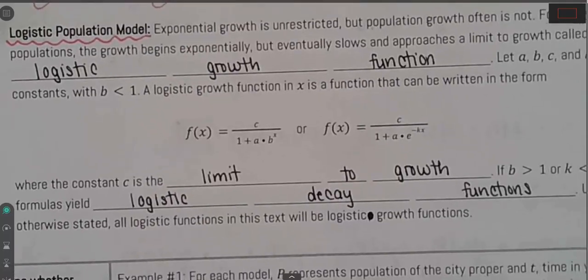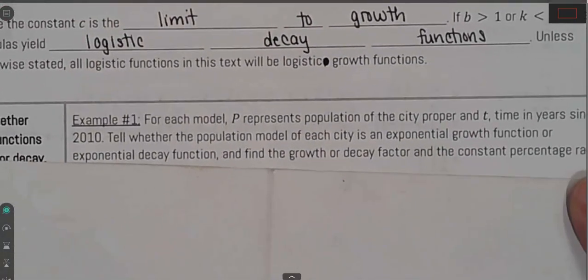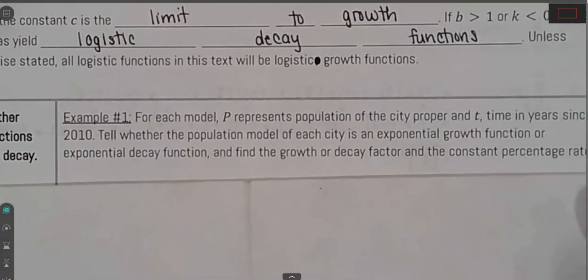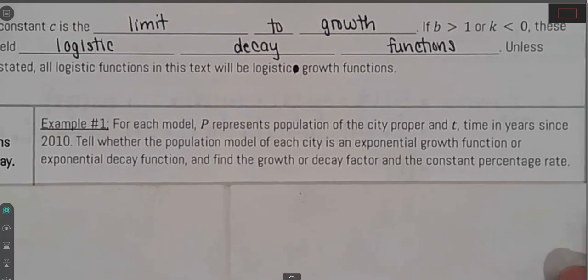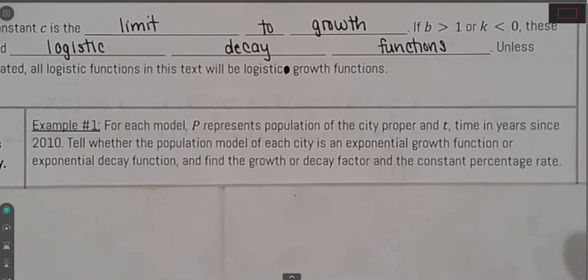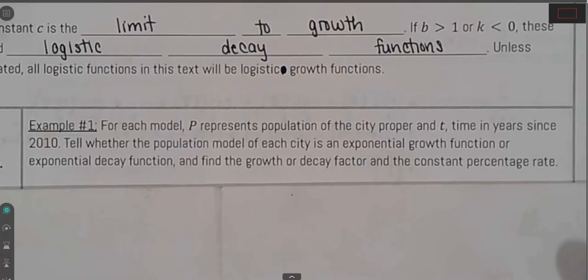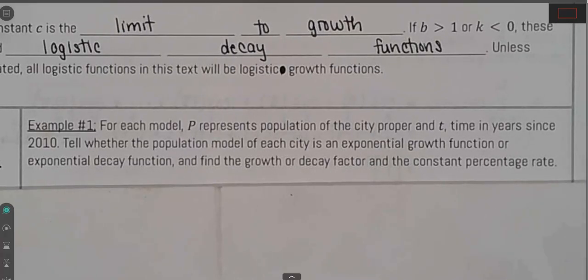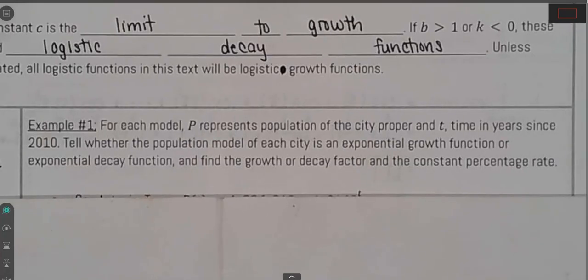All right, example number 1. For each model, P represents population of the city proper and T, time in years since 2010. Tell whether the population model of each city is an exponential growth or decay function, and find the growth or decay factor and the constant percentage rate.